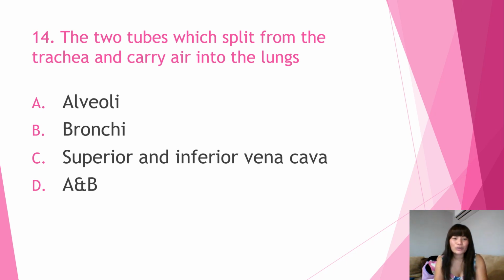Again, the 2 tubes which split from the trachea and carry air into the lungs. A, alveoli, B, bronchi, C, superior and inferior vena cava, or D, vena cava. I read it as vena cava. Okay, D, A and B. Okay, the answer to this is bronchi. Of course, bronchi is the 2 tubes which split from the trachea and carry air into your lungs.